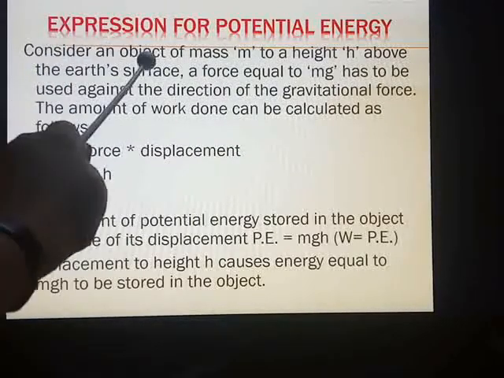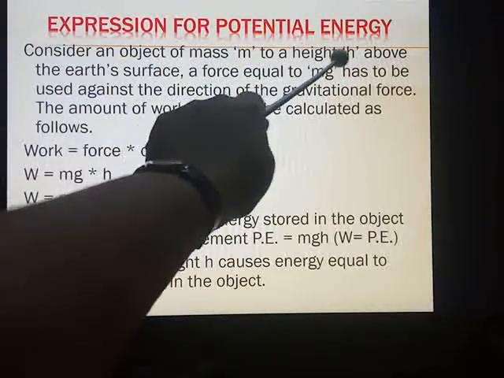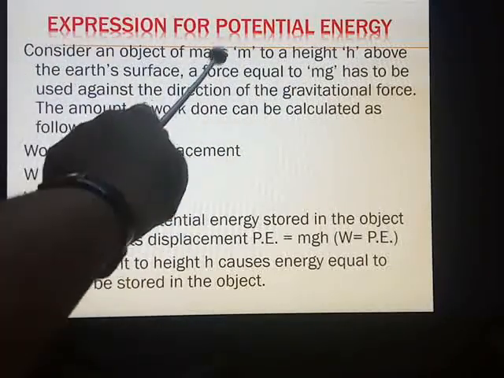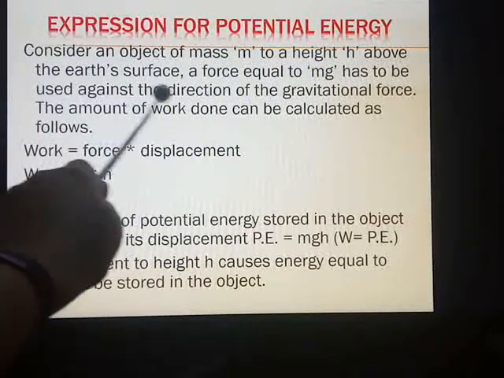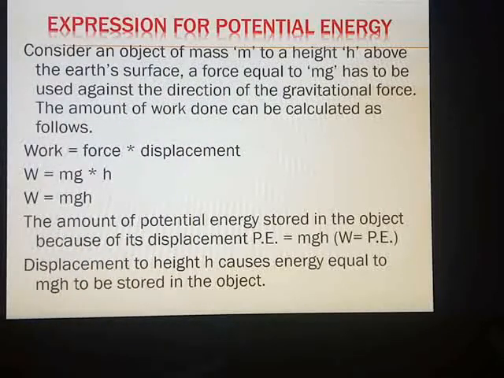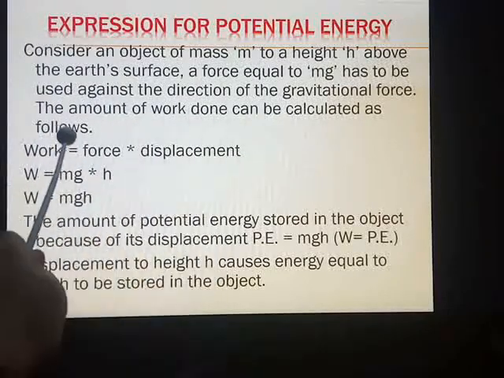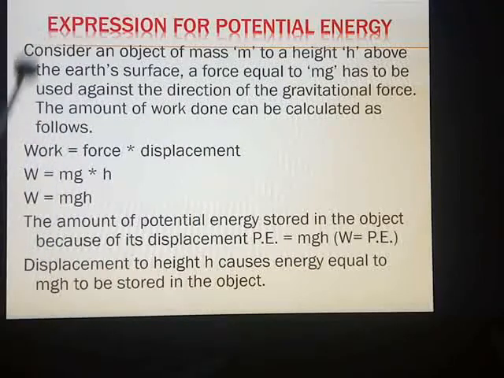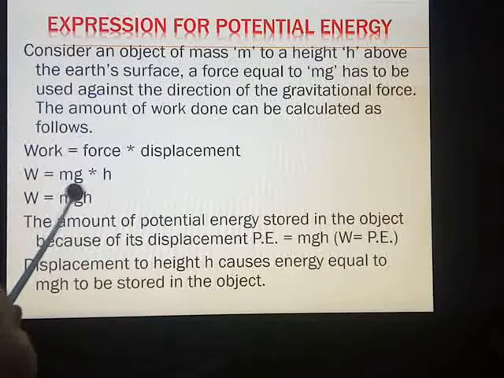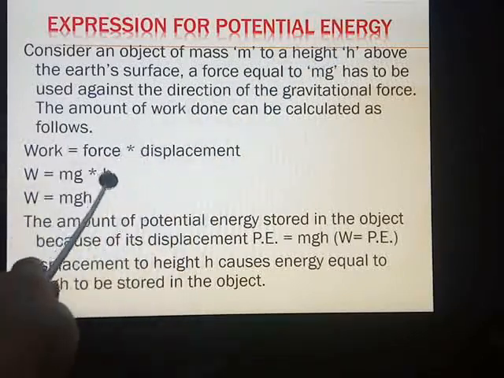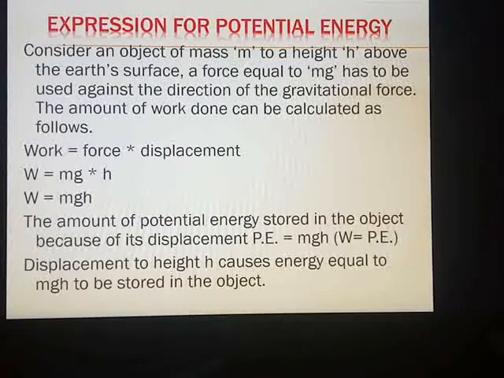Here you consider any object having mass m to a height h above the earth's surface. A force equal to mass into acceleration, that is m into g, has to be used against the direction of gravitational force. When you are raising something to a height, you are acting against the earth's gravitational force. The amount of work done can be calculated by applying the formula for work. Work is equal to force multiplied by displacement. In place of force, you can write a force equal to mg, and displacement is nothing but height, h. So W is equal to mgh.